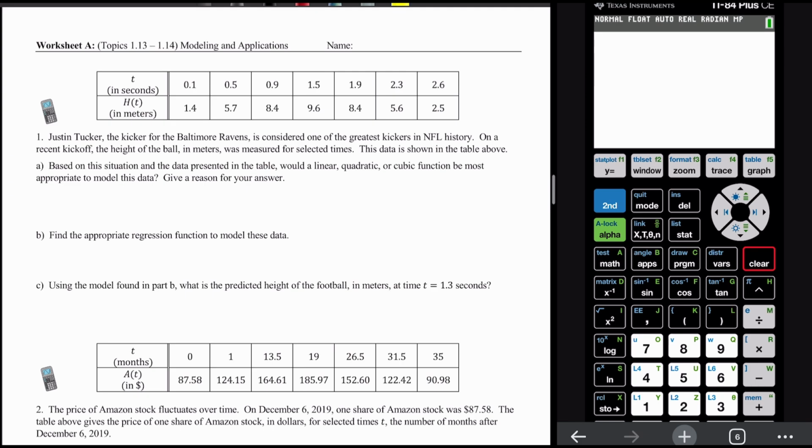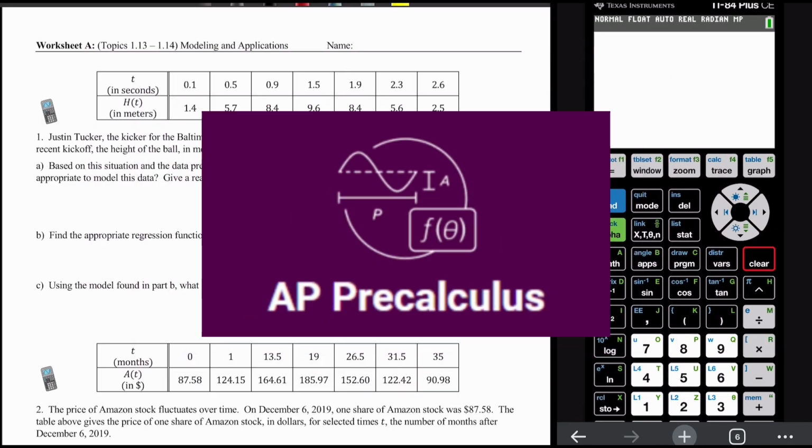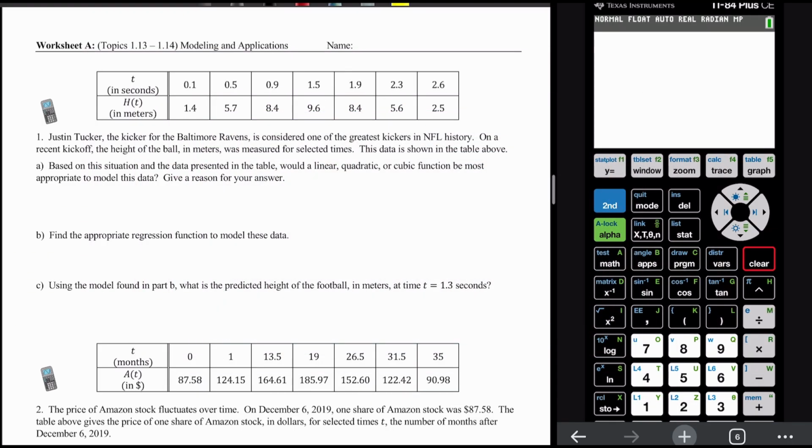So in this video, I'll be going over topics 1.13 and 1.14 of AP Pre-Calculus. This is not going to be the note sheet, and instead this is going to be the worksheet that I'm going to be going over, because why not, you know?